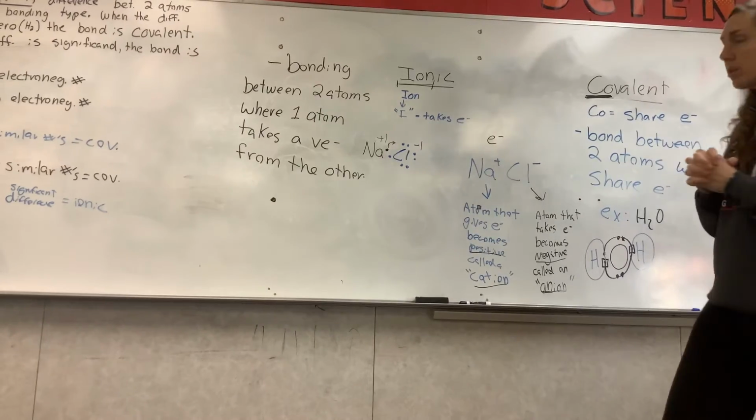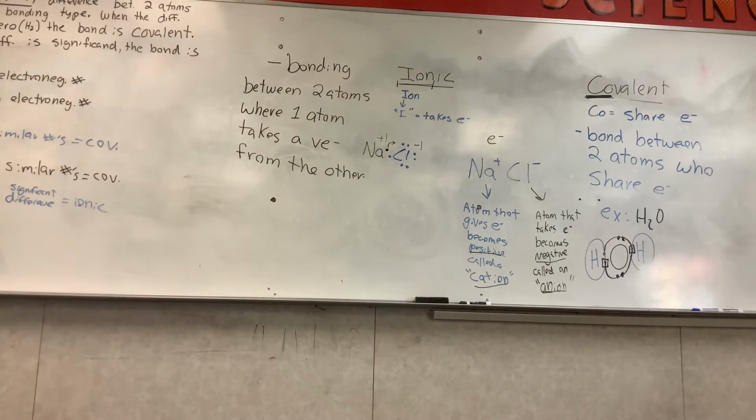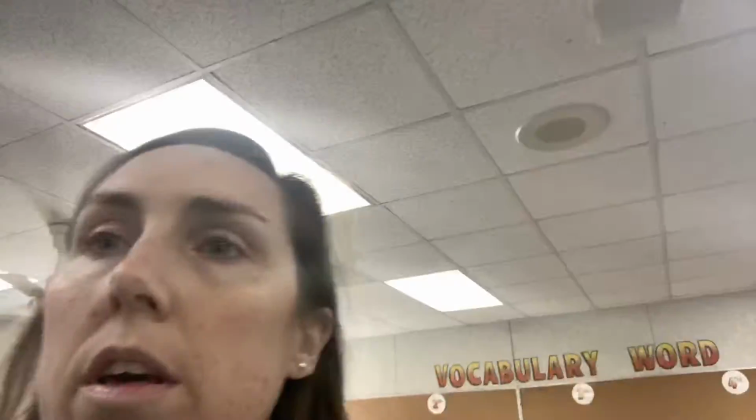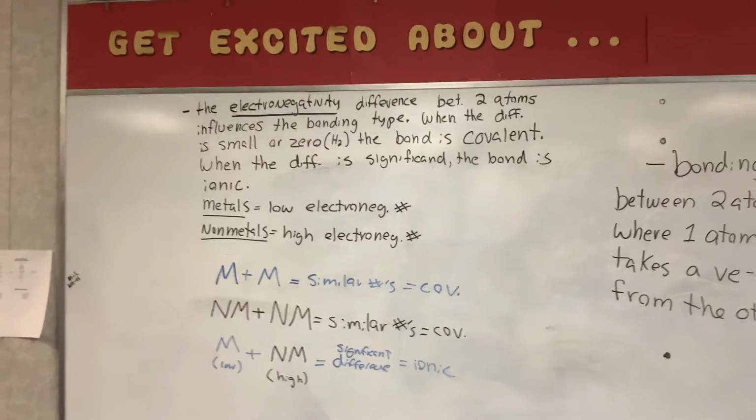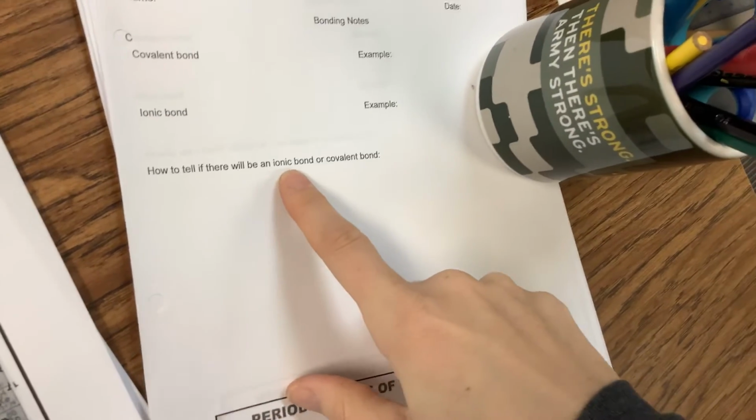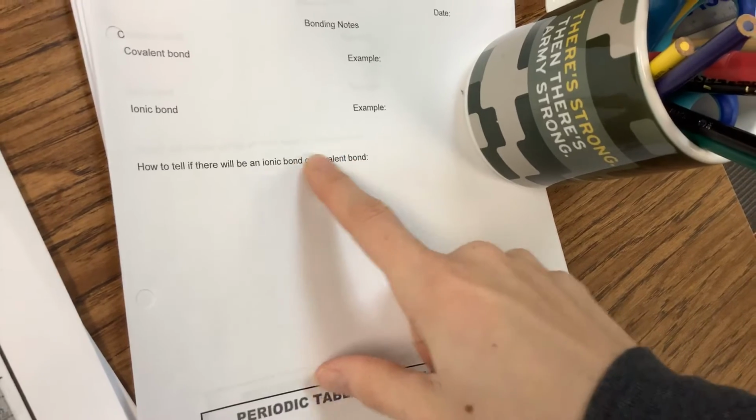So now we're going to talk about why things bond covalently or ionically. Okay, so you're going to write this down where it says how to tell if there will be an ionic or covalent bond. So all the next notes are going to go here. Okay, so ready?